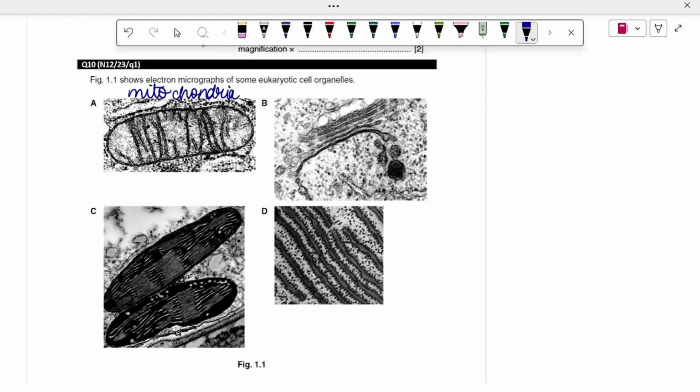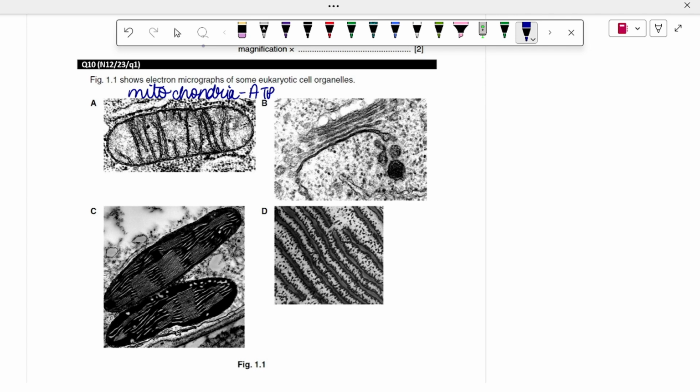माइटोकॉन्ड्रिया और इसका फंक्शन क्या होता है? Synthesizes ATP via aerobic respiration. एरोबिक रेस्पिरेशन का कॉन्सेप्ट आपको समझ में आएगा in your A2, बट फॉर नाउ रट्टा लगा लो कि ATP is produced via aerobic respiration, which means कि it is produced in the presence of oxygen.